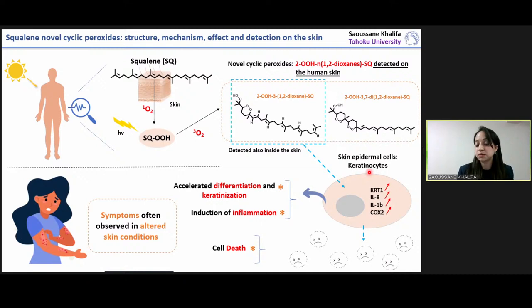We didn't even know that we had these compounds on our skin, and they are causing significant harm to our skin cells. So subjects with skin disease might have elevated concentrations of these species. It is also necessary to scan for similar compounds that can be formed from other lipid species on our skin and to find a way to stop the mechanism leading to their formation.